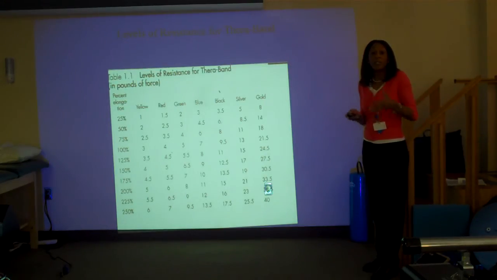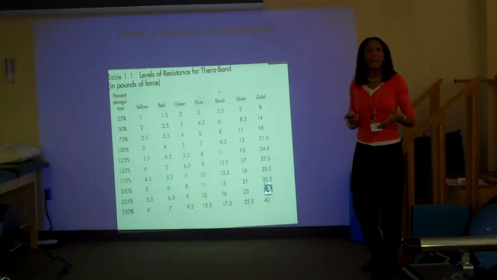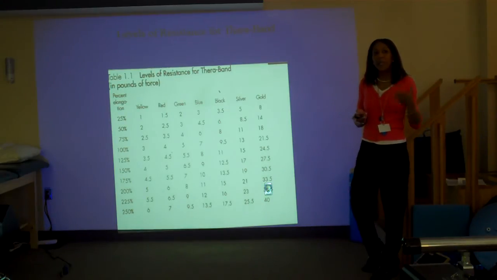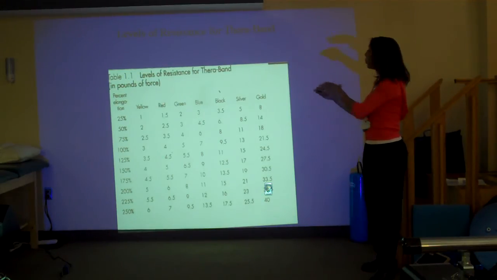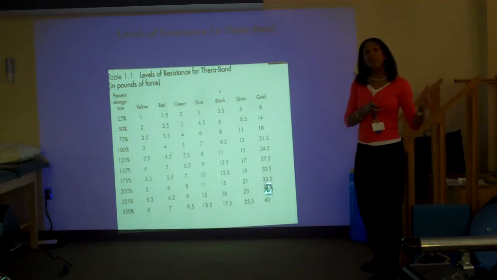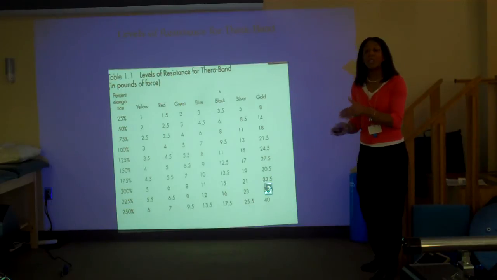Okay? Now for some patients that's actually appropriate, okay? But that's what you want to keep in mind. Look at how much they're actually stretching that band. That's going to give you an idea, not super accurate, with regards to how many pounds of force. So then when you transition them from elastic resistance to free weight exercise, you know where you're going.